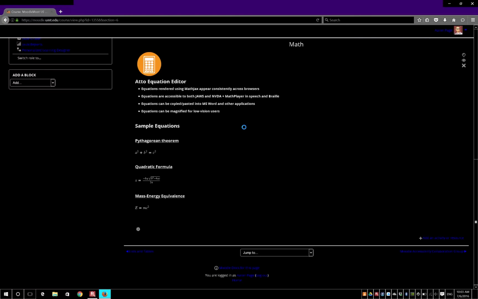Prior to Atto and its use of MathJax, had I tried to create this equation, I could get it close. But with this example, the exponent is what would cause the problem. So prior to Atto and MathJax, that equation would actually be read out as E equals MC2. It would not correctly have announced the fact that that 2 is actually an exponent. It's to the second power. And so now with Atto and with MathJax, those equations are accessible in both speech and in Braille.